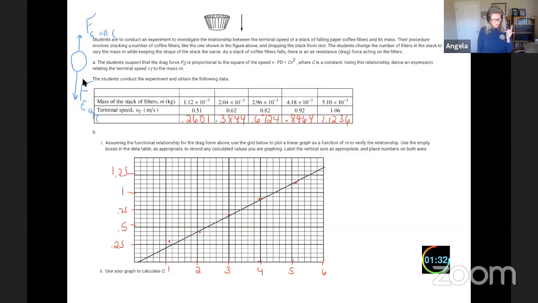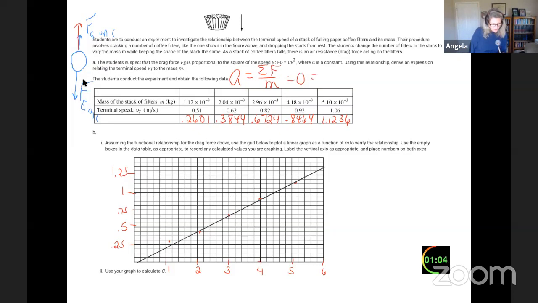So terminal speed is the instant when, I'm going to draw in red, the force of the air on the coffee filters is equal to the force of the earth. And if those two forces are equal, the acceleration will be zero, right? When acceleration is zero, the coffee filters reach a constant speed, and that's called terminal velocity. So we're looking for the condition when the acceleration is zero.